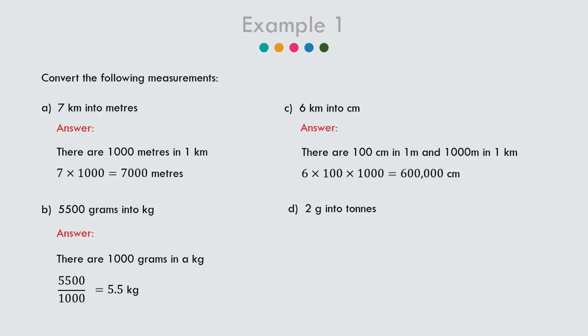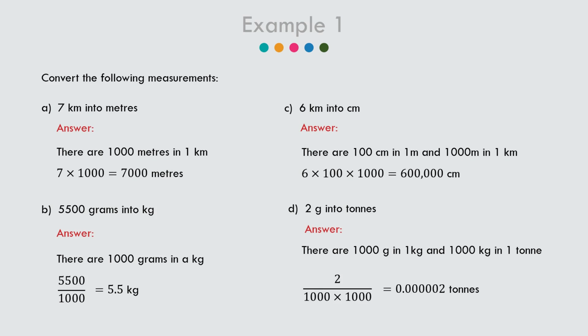Finally, question D. Convert 2 grams into tons. Again, here we are converting a small measurement, grams, into a larger measurement, tons. So this means that we're going to be using division in our calculation. We know that there are 1,000 grams in 1 kilogram and 1,000 kilograms in 1 ton. So, to complete our calculation, we need to divide 2 by 1,000 times 1,000, which equals 0.000002 tons.